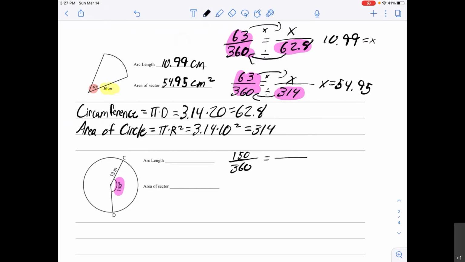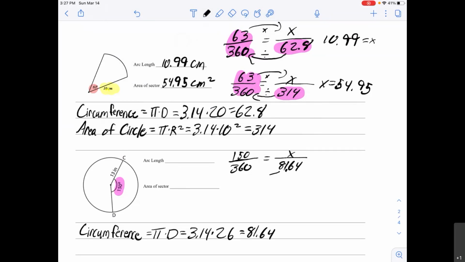Now to find arc length, the bottom right is going to be the circumference. So the circumference of the circle is pi times the diameter. 3.14 times, I see a radius of 13. That means my diameter is 26. 3.14 times 26 on my calculator equals 81.64. That's my circumference. So my arc length will be x right there.